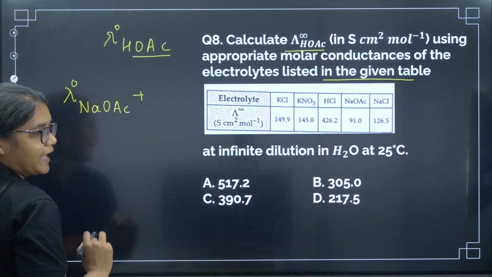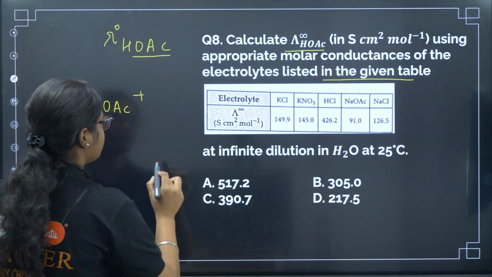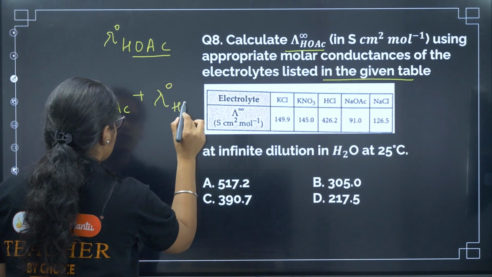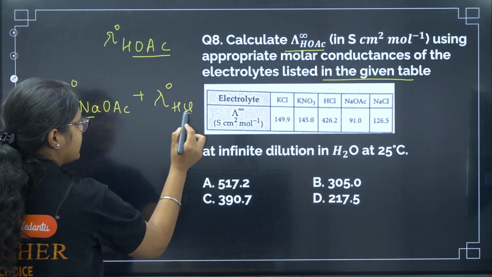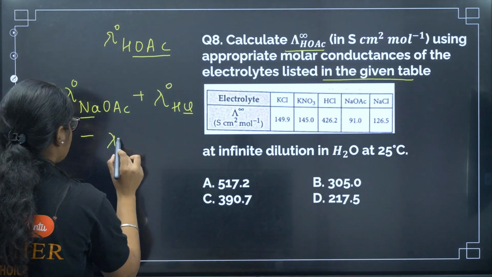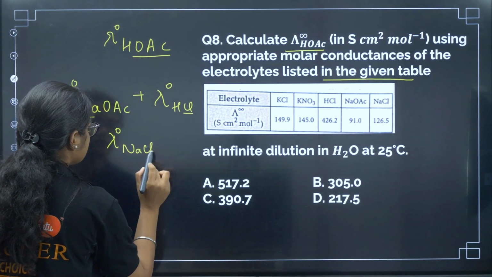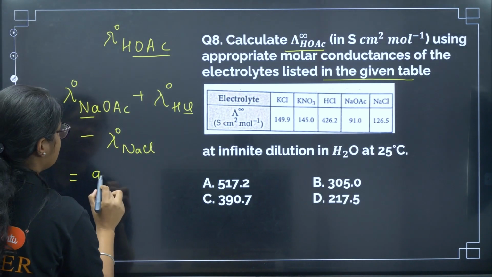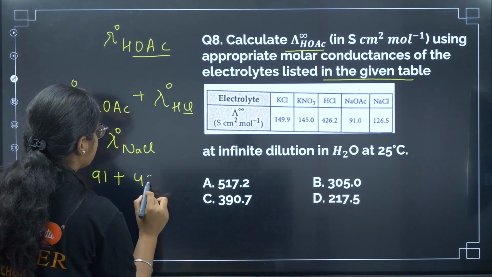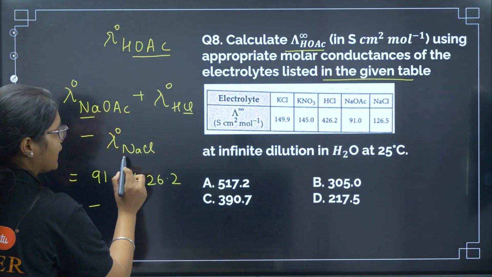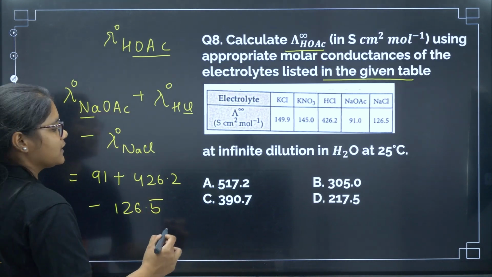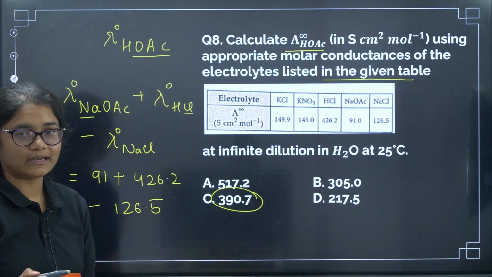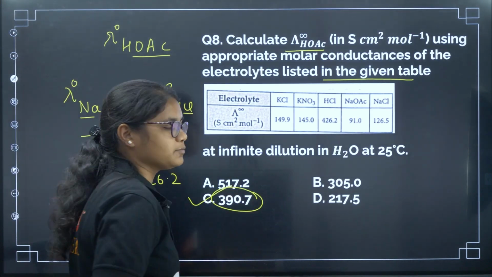Right, now I need the H value, so from where I'll get it? From lambda of HCl. Now if you see these two, if I add these two, I'll be getting extra NaCl. So I have to subtract it. Right, so what are the values I'm getting? This is 91 plus HCl is 426.2, and then for NaCl it is 126.5. So if you solve this one, the correct answer for this question is 390.7. So the correct answer is option number C.